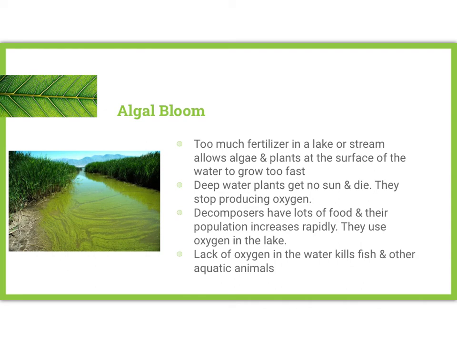The decomposers in the waterways now have lots of food because of those deep water plants that have died, and their population increases rapidly. They use oxygen in the lake through cellular respiration. So now, because there's no more oxygen really being produced at the bottom of the lake, and it's being used up by these decomposers, there's a lack of oxygen in the lake. This kills fish and other aquatic animals, leading to more decomposition, less oxygen, and again, this is how we get an algal bloom.